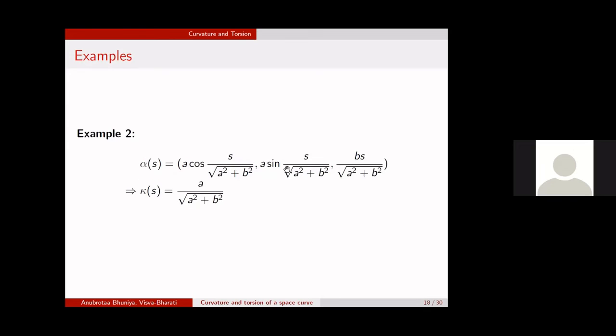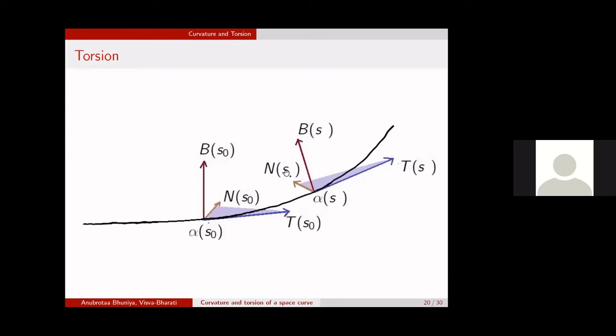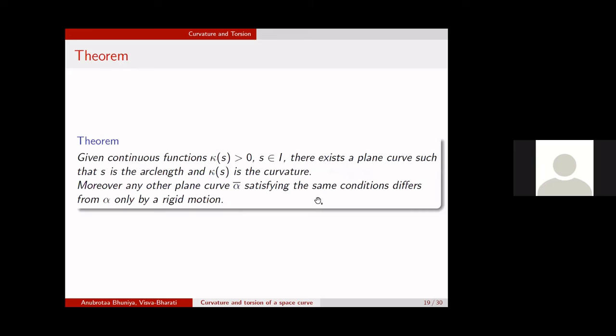But we have a theorem that we get a unique plane curve if we take just the curvature. If we take a rigid motion, then it just changes the position, but we are getting a unique curve in the plane.